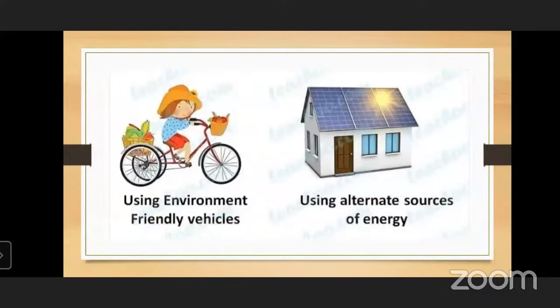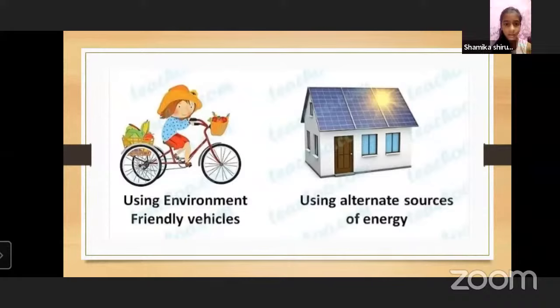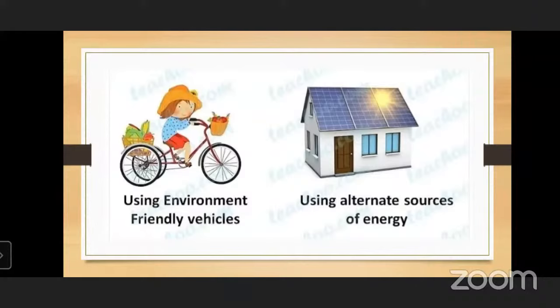Now, third, using environment friendly vehicles. Can you tell what are environment friendly vehicles? Can you give an example of an environment friendly vehicle? Bicycle. Yes, bicycle, very good. A bicycle is also called an environment friendly vehicle. Why? Can you tell the reason why we say the bicycle is an environment friendly vehicle?